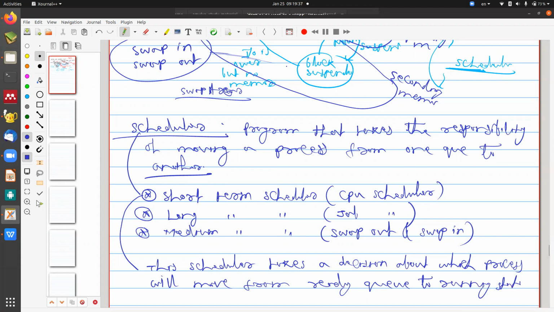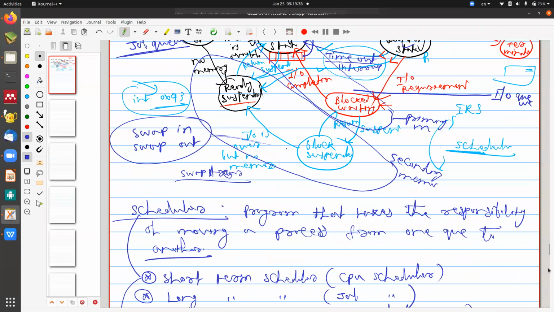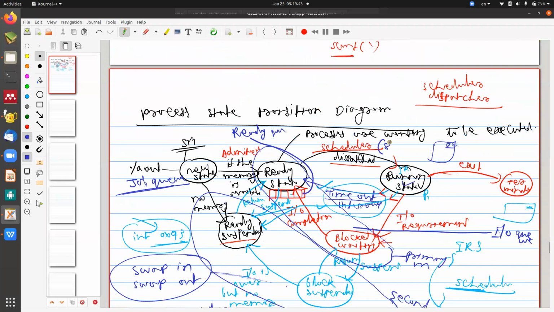As per this figure, here the short-term scheduler works. Among all the processes currently present in the ready queue, which one will come to the CPU for execution, that decision will be taken by the short-term scheduler. That's why it is called a CPU scheduler. It is feeding the CPU, giving food to the CPU: you take this particular process and execute it. That decision it is taking. That's why it is called the CPU scheduler.